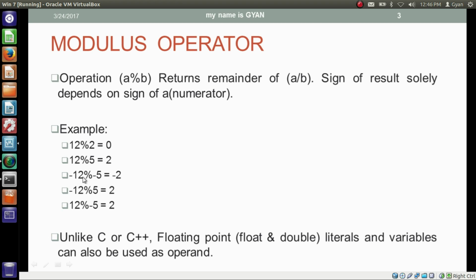But look at this third operation. Here the sign of numerator 12 is negative. The sign of denominator 5 does not matter here. Since the sign of numerator 12 is negative, that's how result of this operation is negative.